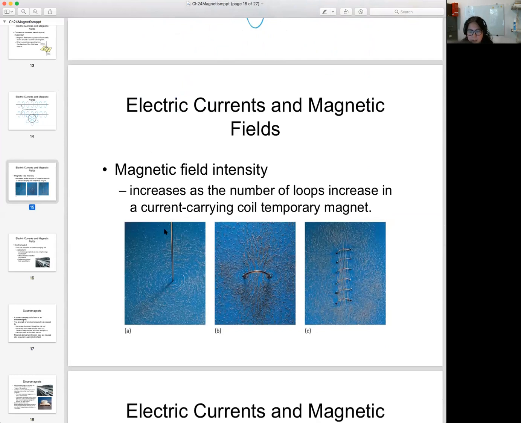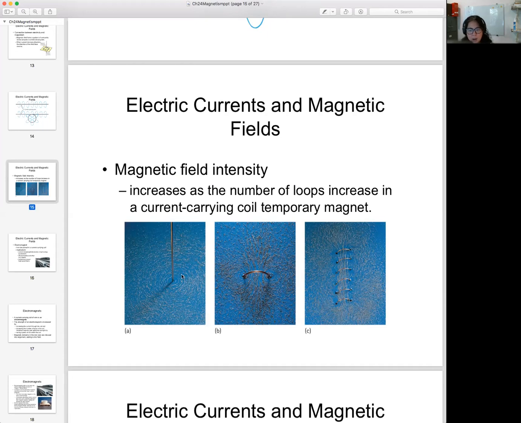Okay, so here's another one. You see the iron filings in here, and you have a wire, the conductor, connected with the battery power source. Then you have a current flowing. When you have a current flowing, these iron filings are going to be aligned with the magnetic field, which is actually produced by the electric current. And you see in picture A, there are magnetic field lines produced by the electric current.